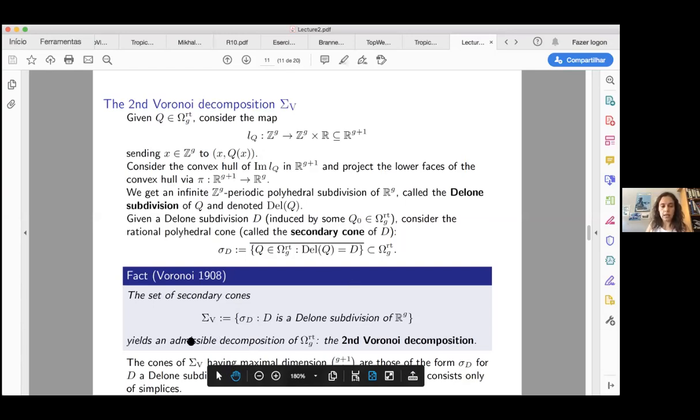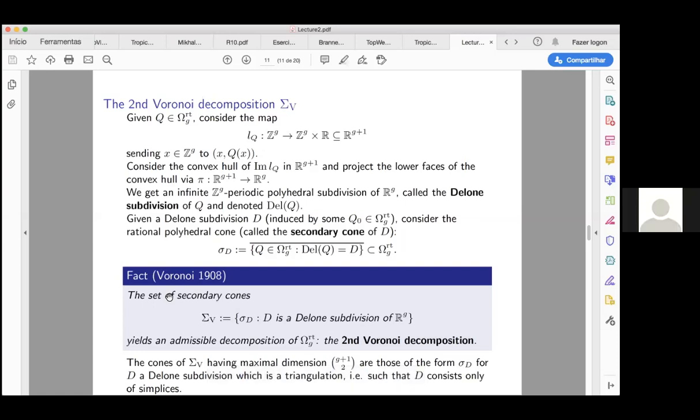Okay, so again, there's a curiosity here about the maximal. Another question. Yes. Are these cone decompositions the same used in non-tropical settings, used to construct toroidal compactifications of A_g? Yes, they are. Okay, so the maximal dimensional cones are those of the form sigma(D), where D is a triangulation, meaning that D consists only of simplices.